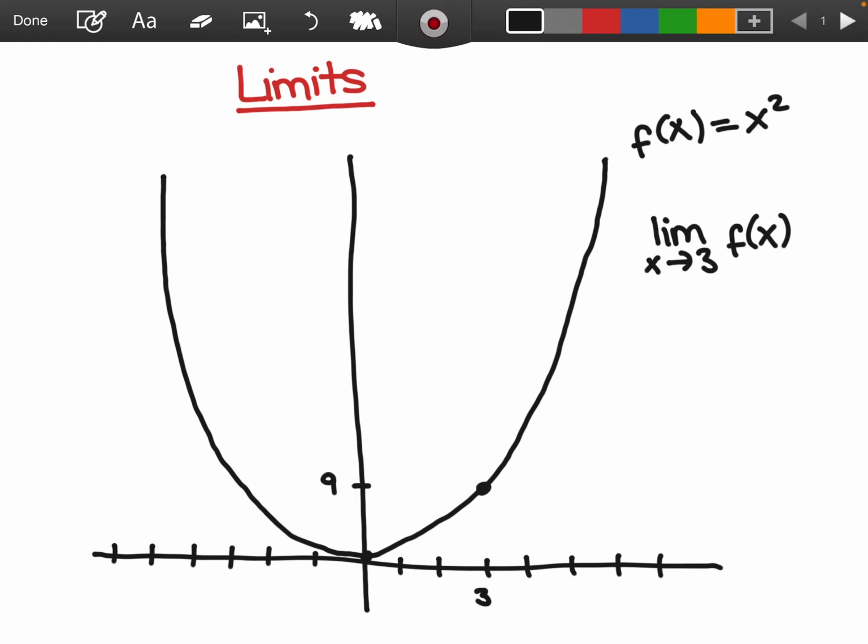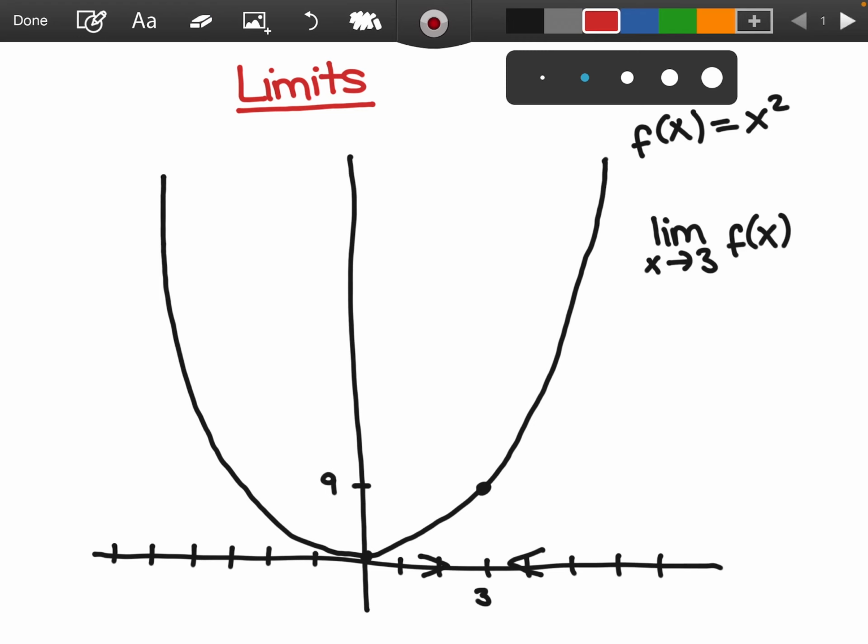Now I need to consider this from both the left and the right side. So what happens as we approach x is equal to 3 from the left, and what happens as we approach x is equal to 3 from the right? So as we can see, as we approach from the left, we get larger and larger values of f until we get to that value where x is equal to 3, which gives us a function value of 9. So we get closer and closer to that function value of 9 from below as we approach x is equal to 3.